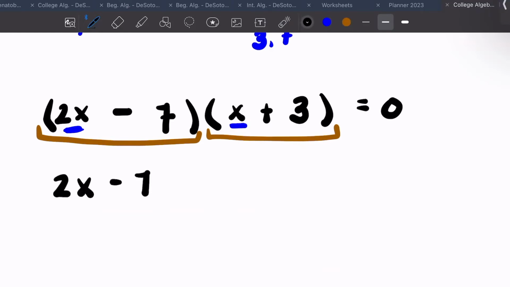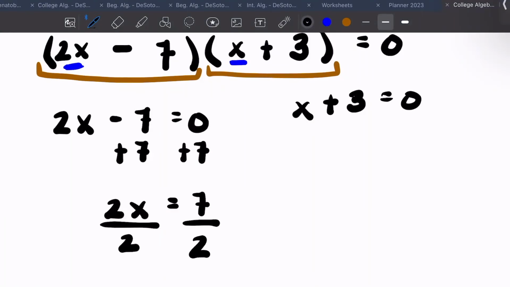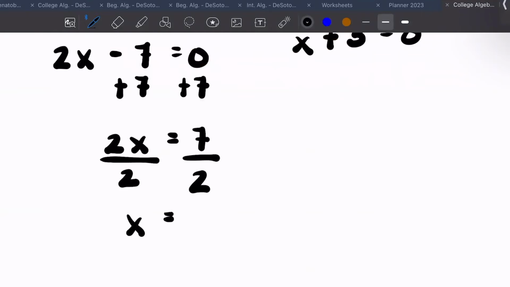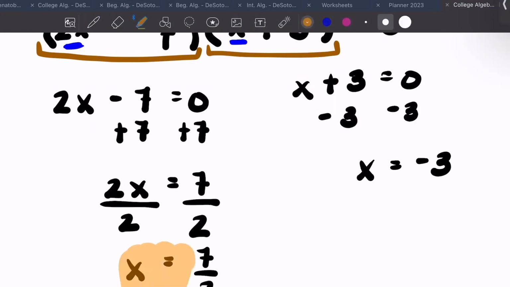2x minus 7 equals 0. x plus 3 equals 0. So add 7 to both sides and get 2x equals 7. Divide by 2, x equals 7/2. Subtract 3, x equals -3. There are your two answers.